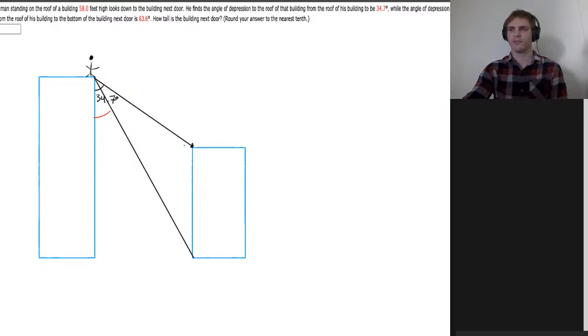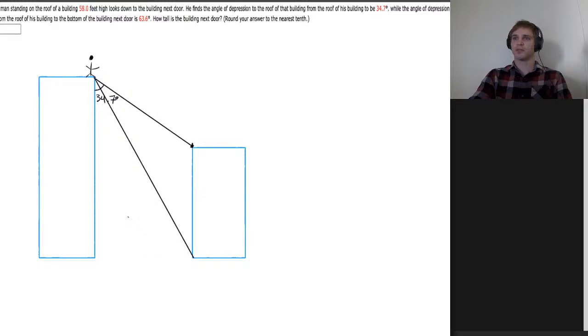So like this angle and this angle. But I don't think so. How tall is the building next door? Or they switch them. Yeah, so this textbook manufacturer needs to get his stuff together. This is embarrassing. I'm the idiot. I don't know.